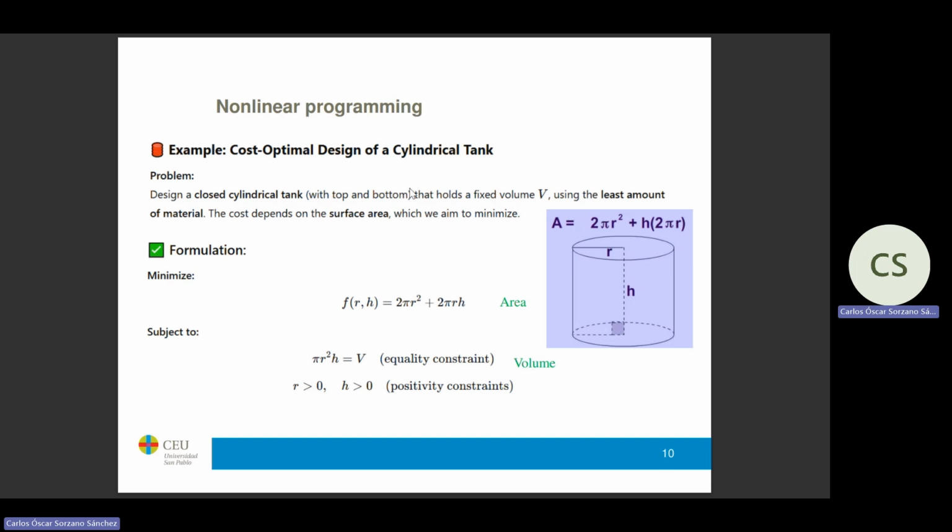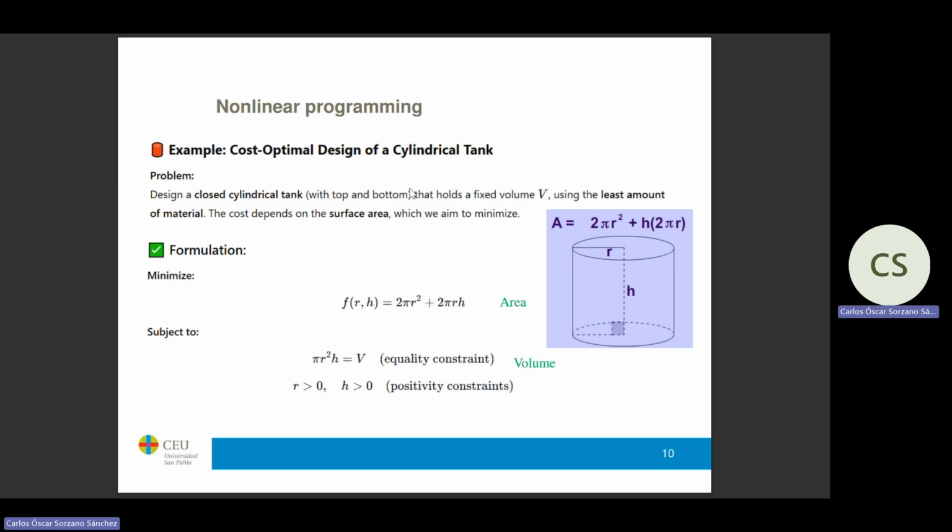So let's measure the area. The area is the area of the two top and bottom surfaces. The area of one surface is πR squared, and because we have two, it is 2πR squared. And then the surface of the wall is 2πR times H. So far so good for this one. Now I have to minimize this with respect to R and H.